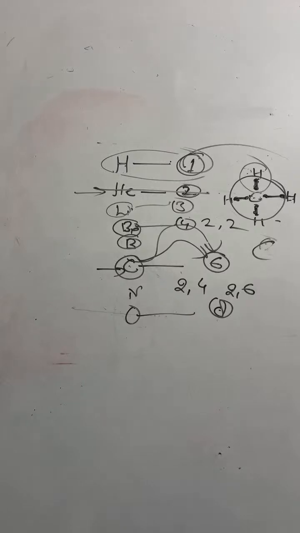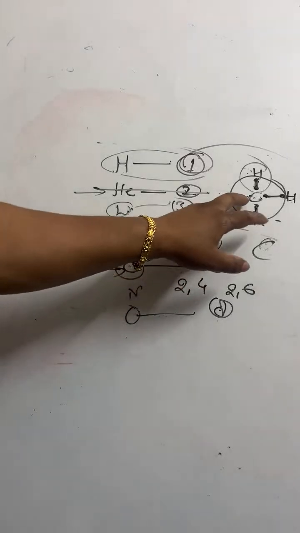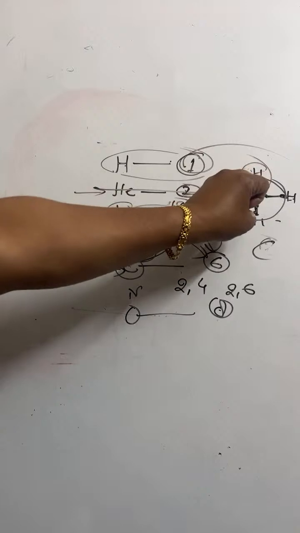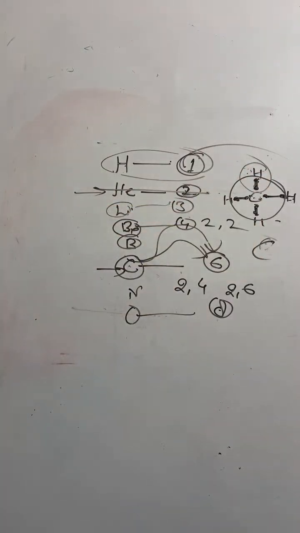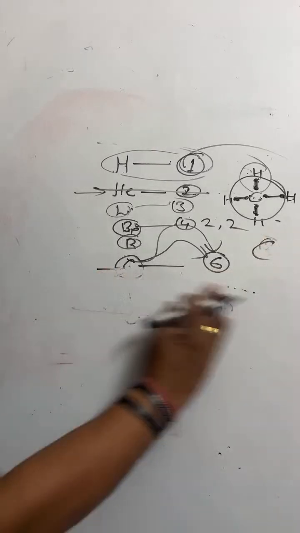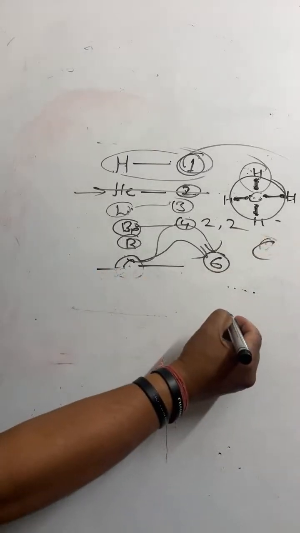Hydrocarbons are formed. And why do we say hydrocarbon? Because simply this is carbon, this is hydrogen, both are combined to make something. So that is called hydrocarbon. But one day, oxygen also came, and oxygen was having 8 electrons.